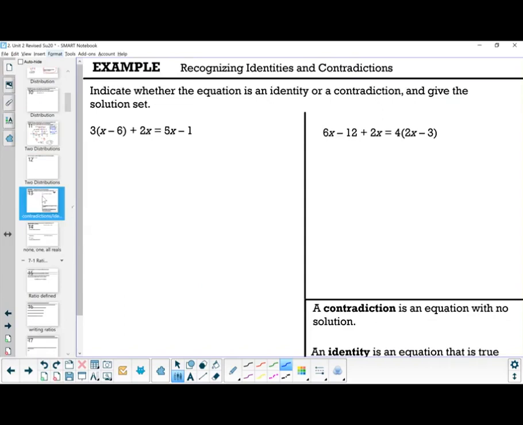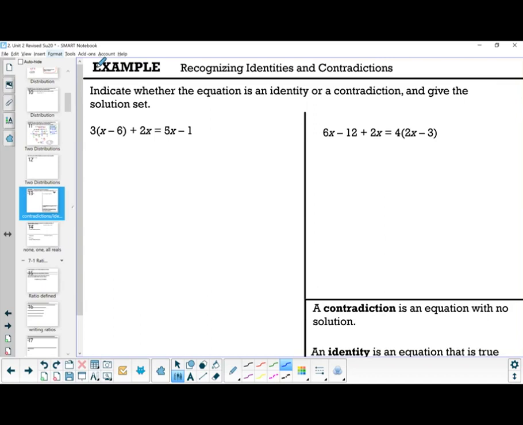All of our examples worked out where we had a solution, but that's not always the case. Sometimes we don't have a solution. Sometimes we have a solution that is every real number. So I'm going to show you what happens to get a problem like that. Let's take a look at the question on the left here.